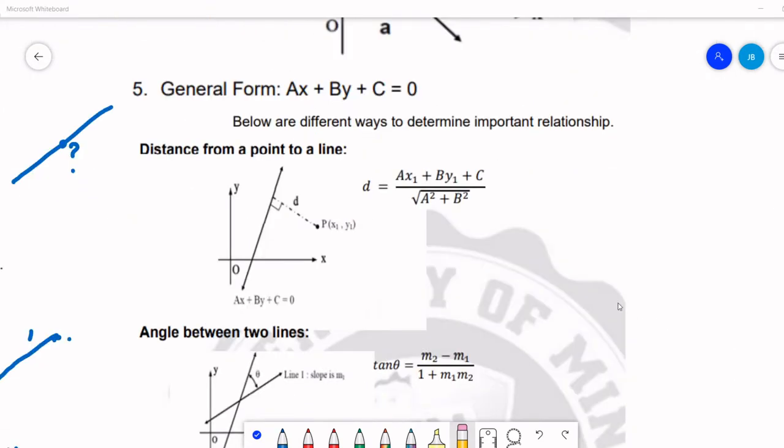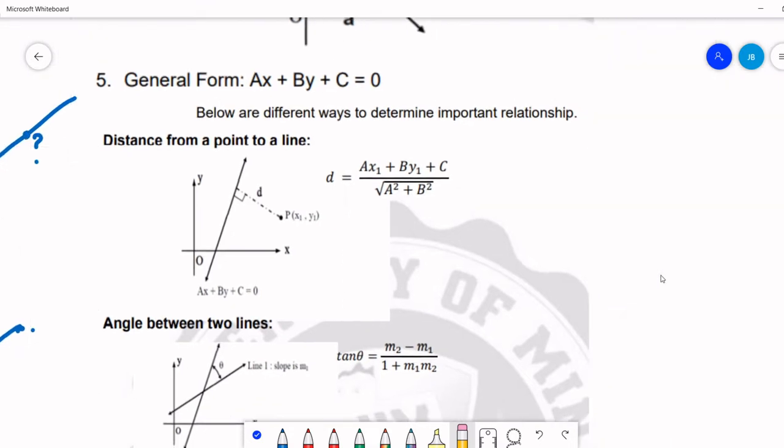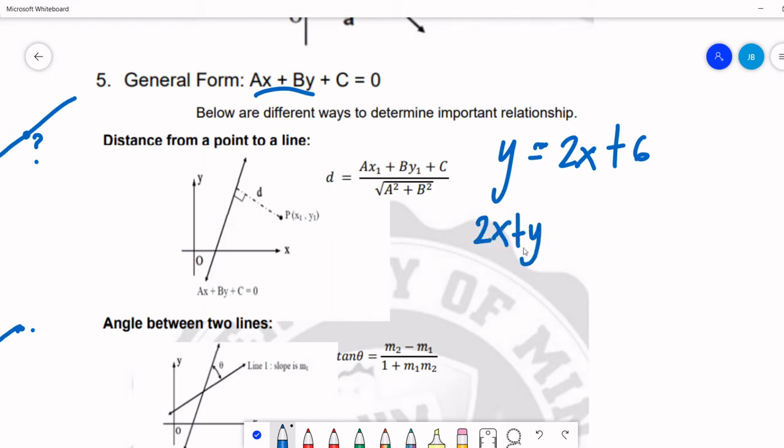Okay, so we have number 5, which is the general form ax plus by plus c. Let's say, for example, in your exam, you are asked to change the standard equation y equals 2x plus 6. Now, you are going to change this one into general form. So, hala, nasukuratan ka no, kayo, sa man ang general form. So, it's just a form na ingon ani. So, una daw si x, then si y, then si c, which is the constant. So, therefore, that would be 2x plus y minus 6 equals 0.